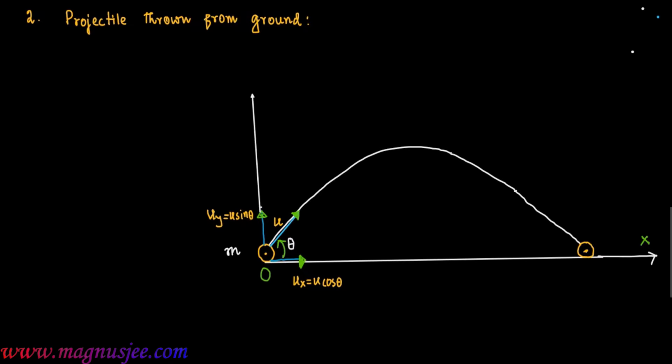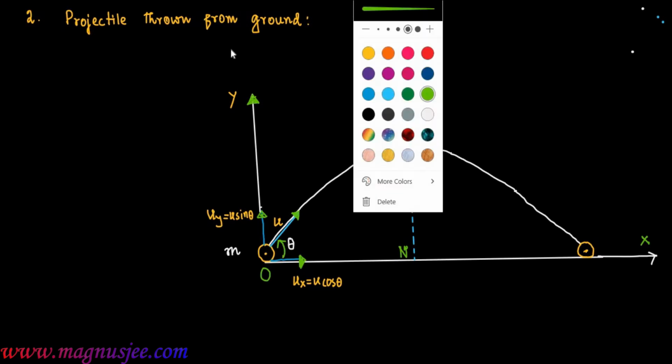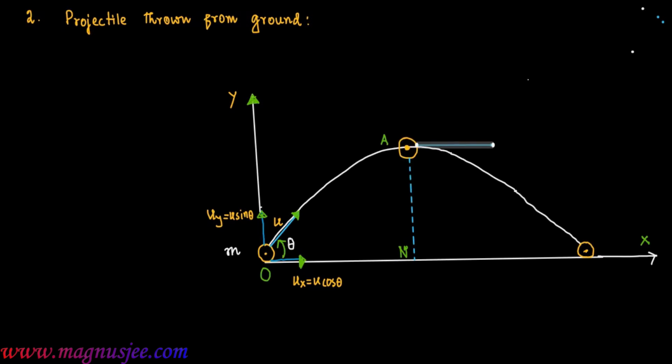We can extend the vertical direction. Oy is the vertical axis. When the projectile reaches the highest point A, this is the position of the projectile at the highest point A. At A the projectile will have a tangential velocity. From the highest point A, we can draw a normal AN on the ground. Here AN is the maximum height H max.